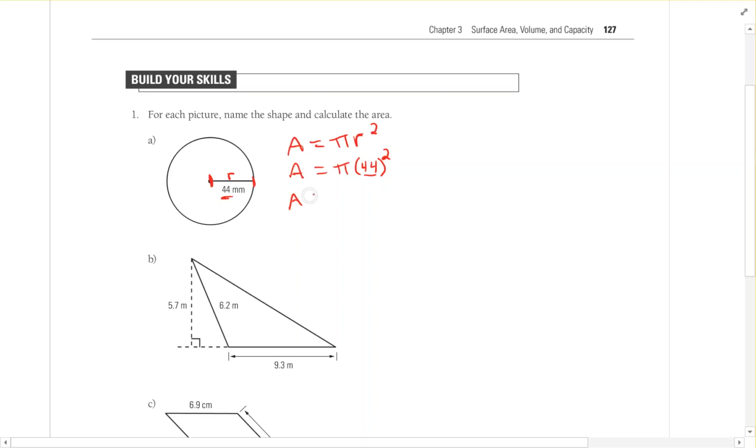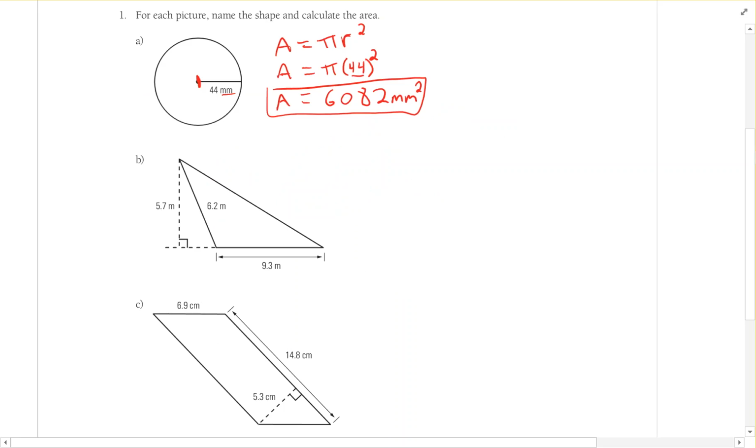So I'd write area is equal to 6,082.1. Let's just say 6,082 millimeters. Our units here are going to be millimeters squared. Whenever we figure out the surface area of something, the units are going to be the same as what you were measuring in. We were measuring in millimeters, so surface area is going to be the same thing, but squared for your units. Then just circle or put a box around your answer, and that's it.